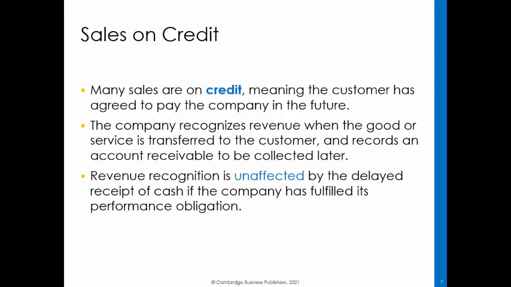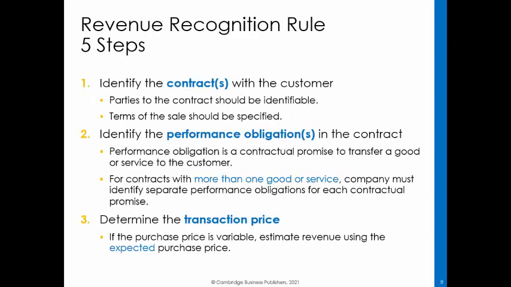Many sales are on credit, meaning that the customer has agreed to pay the company in the future. The company still recognizes revenue when the good or service is transferred to the customer, and it records an accounts receivable that it will collect in the future. The recognition of revenue is unaffected by the delayed receipt of cash if the company has fulfilled its performance obligation.